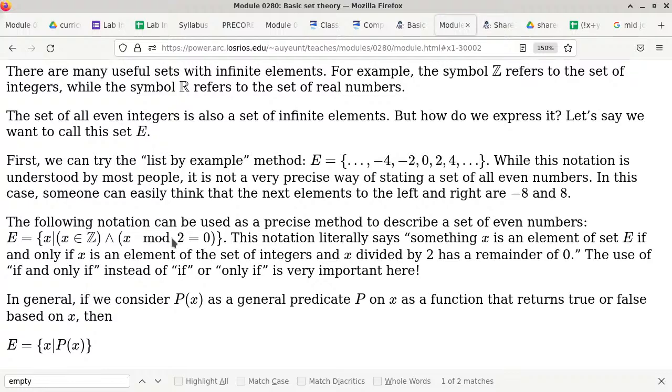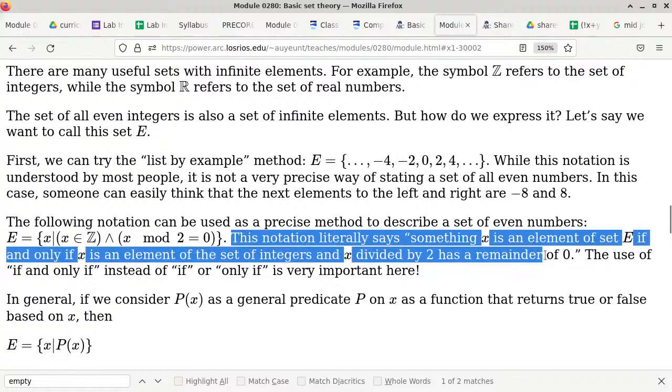And somewhere along here, I use the phrase if and only if. Okay, so let's focus on the sentence that uses the phrase if and only if. There we go. This is the sentence that I want you guys to focus on at this point. So this notation literally says x is an element of set E if and only if x is an element of the set of integers, which means x is an integer, and x divided by 2 has a remainder of 0.